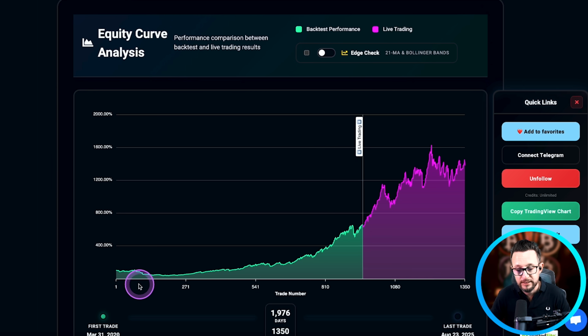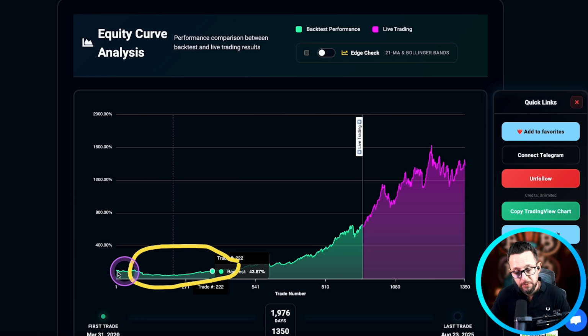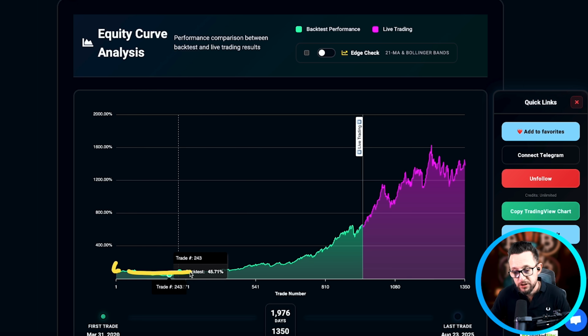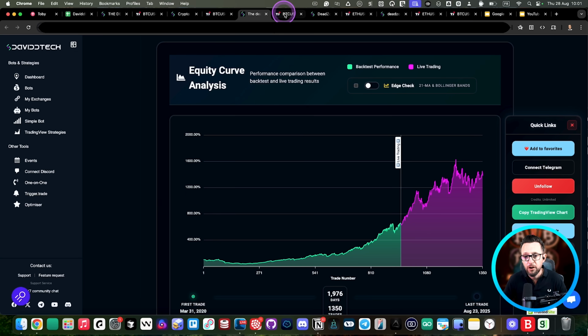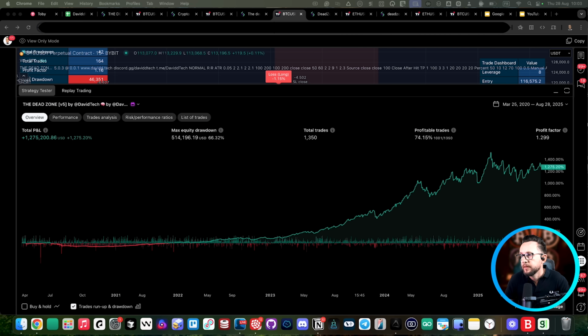If I go here, we can see the equity curve. I think the max drawdown area was probably around here, where we had a much smaller account, but as you can see, the equity curve looks absolutely amazing. And if I go over to TradingView as well, as you can see on TradingView, we have exactly the same results, and this is where we had our big drawdown.